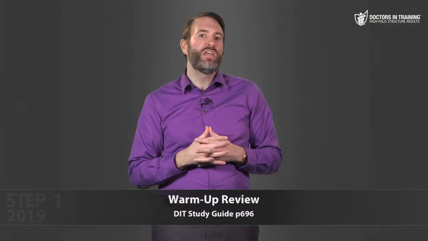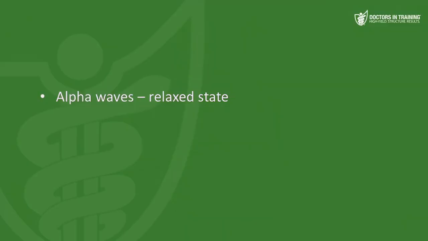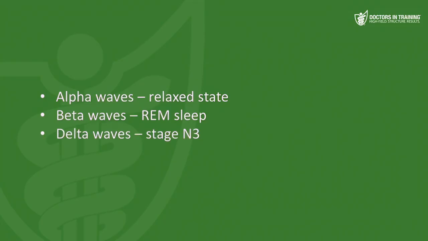Next, which stage of sleep is associated with each of the following EEG findings? So first we have alpha waves. So this is relaxation, so not really a sleep stage, but you see alpha waves as you are relaxing and about to go to sleep. Stage N1 might have alpha waves, but stage N1 is indicated by one of the answers here, which is theta waves. Beta waves is going to be associated with REM sleep. Delta waves is going to be stage N3. And then theta waves, again, stage N1. All right, that brings us to the end of the warm-up. Let's get to that lecture.